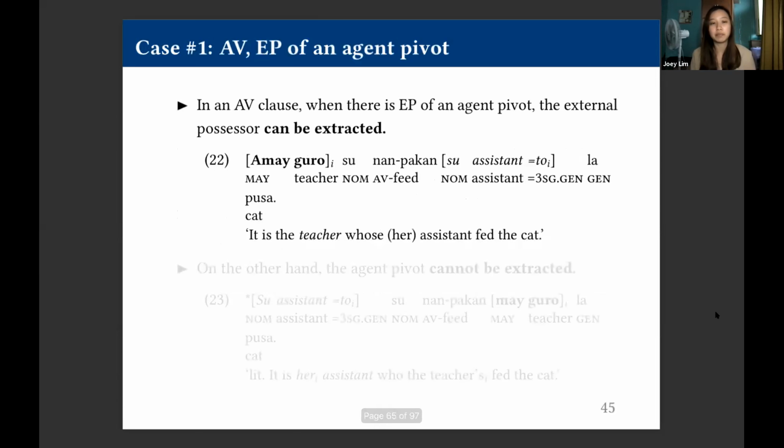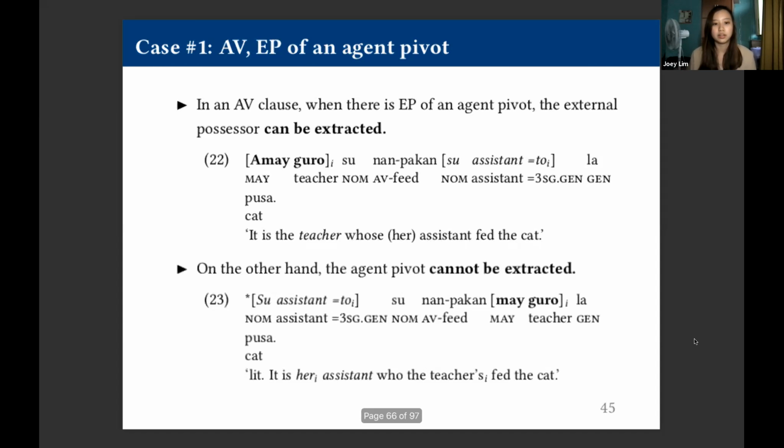The first case is when we have an AV verb and external possession occurs out of the Asian pivot. In these cases, the external possessor can be extracted. In 22 here, we have the teacher, Amai Guru, as the external possessor of a pivot Asian, and in this case, we can cleft the external possessor. On the other hand, perhaps surprisingly, the Asian pivot in this AV clause cannot be extracted. So in 23 here, we have su assistant to being extracted, and that's ungrammatical.